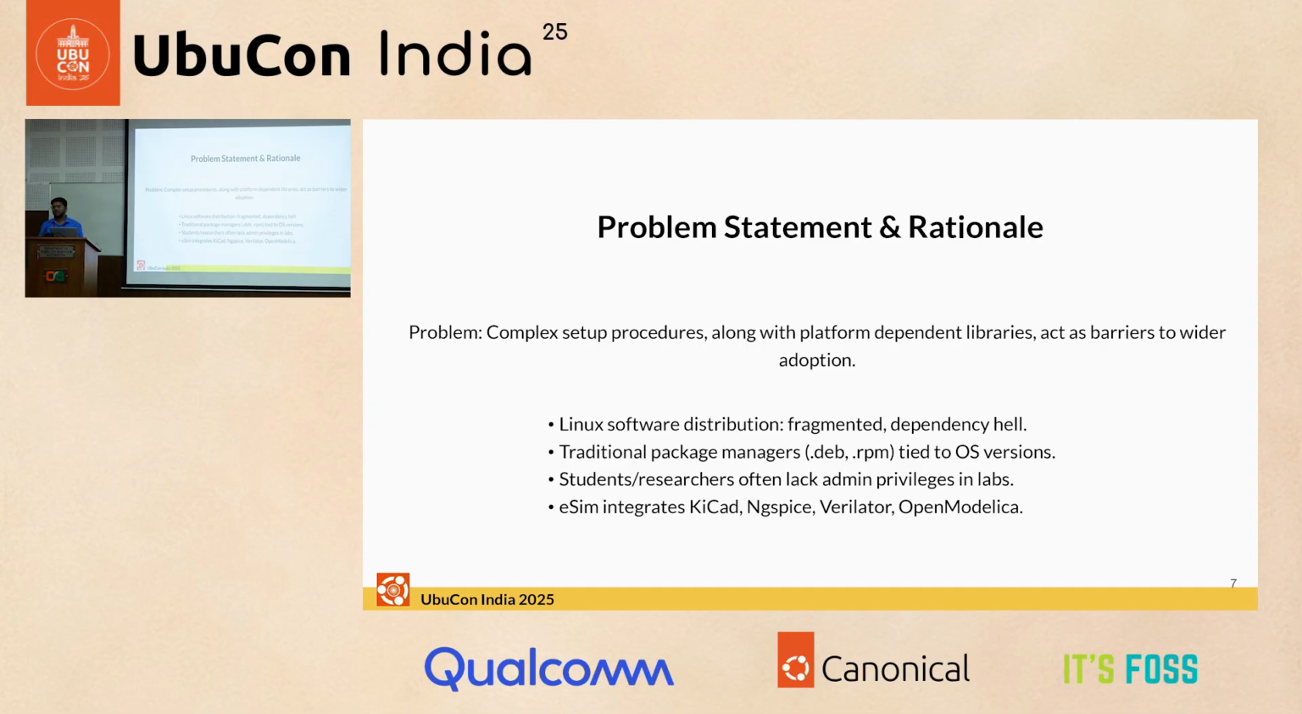Traditional packages like Debian and Red Hat package management are tied to the OS version that you install. But most of the users, who are students or researchers, lack the system privilege or admin access to change anything on the PCs. So eSIM on Ubuntu offers one thing: you could install it in the form of Snaps or Docker and so on. I will discuss it.